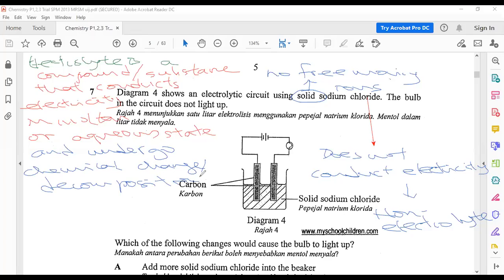Okay, now the question asks, which of the following change would cause the bulb to light up? Now they want to make the bulb to light up. When you want to make the bulb to light up, meaning you make it to conduct electricity. When you want to make it to conduct electricity, meaning you want it to produce, you want it to produce what? You want it to produce the free moving ions, where just now don't have. Okay, so what can we do to make it to produce free moving ions?